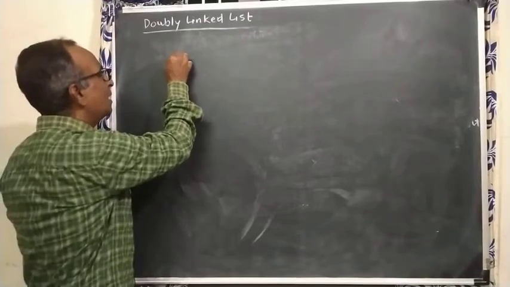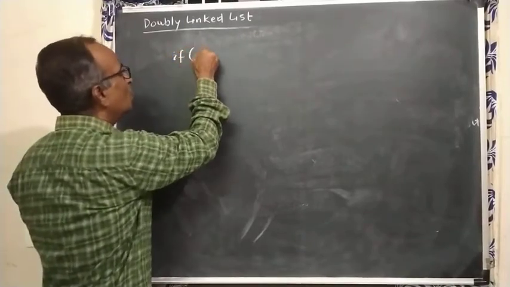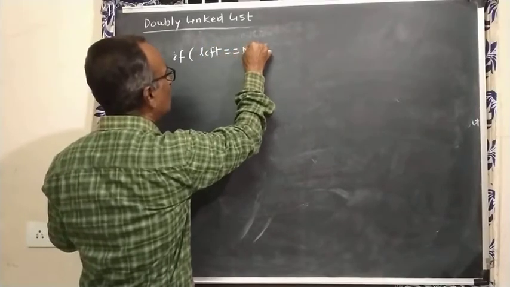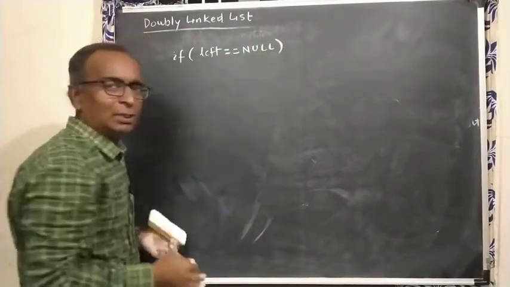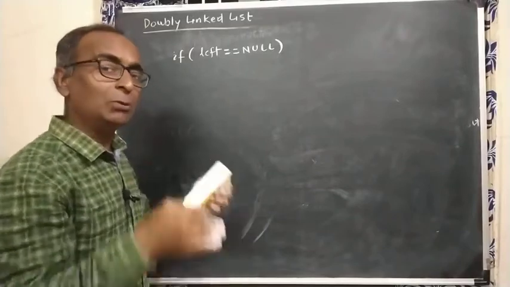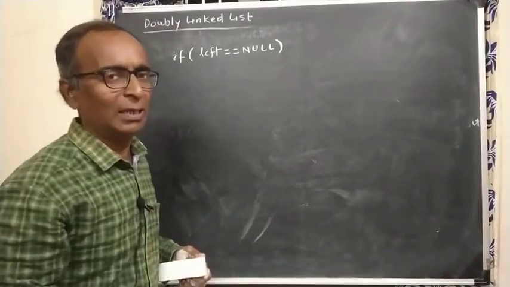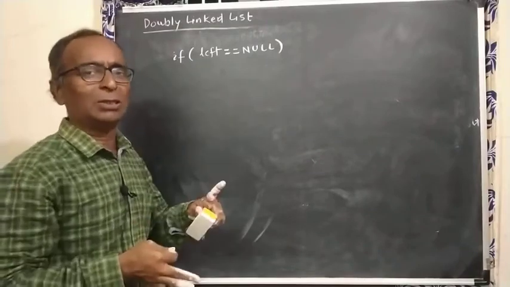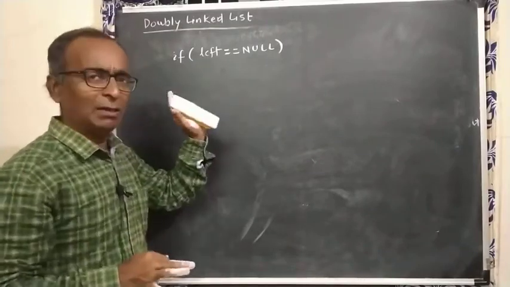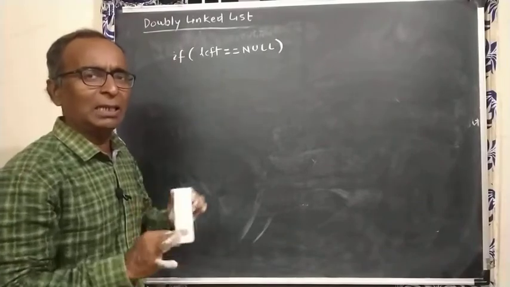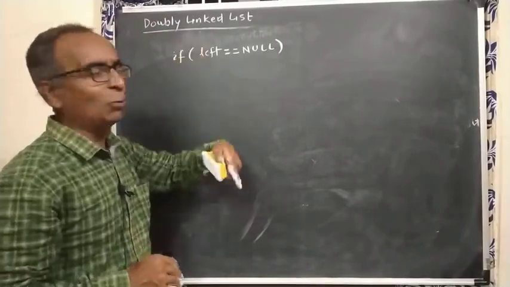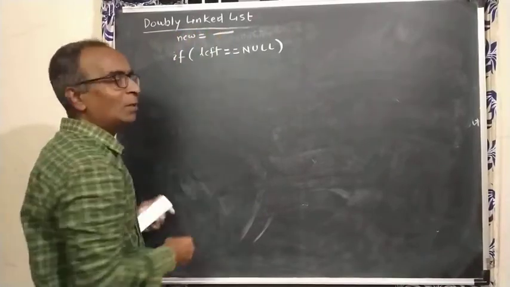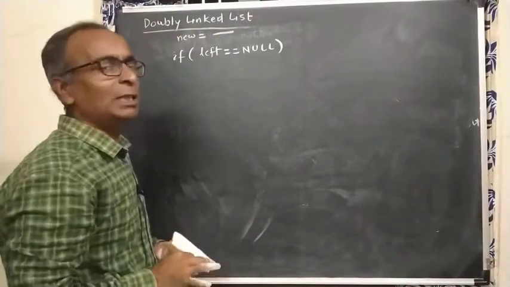Now I'll try to show you the code. If left is equal to null, what does it mean? There is no node present and you are inserting. That may be the case in leftmost, rightmost, after X, before X, or anywhere. If left is null, that means an empty linked list, and whatever new node you have created with malloc, you want to set its pointers.